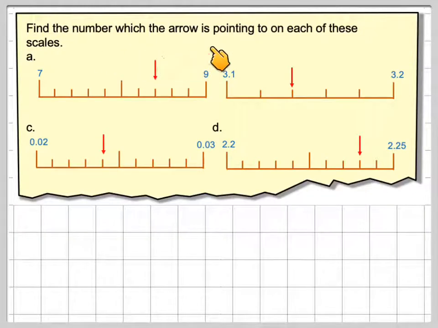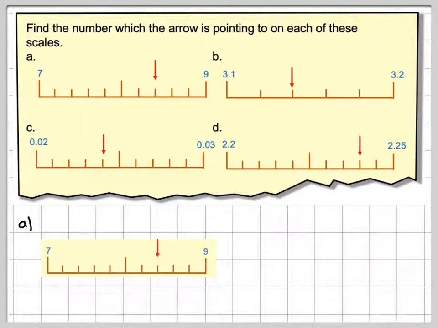Find the number which the arrow is pointing to on each of these scales. So what we've got here is a scale. This is actually called a number line. If we write the first one out, it's a good idea sometimes, if you can, to try and get the middle number. So 7, 9, the middle number must be 8. So the middle number is 8.